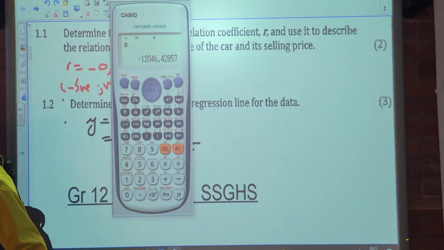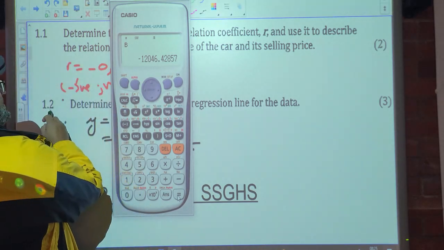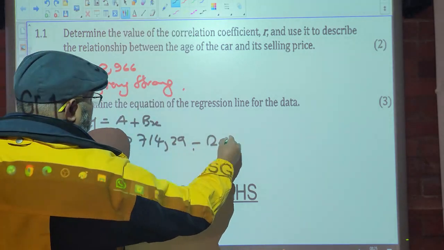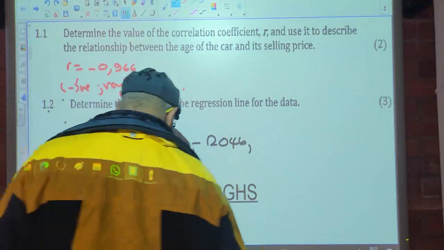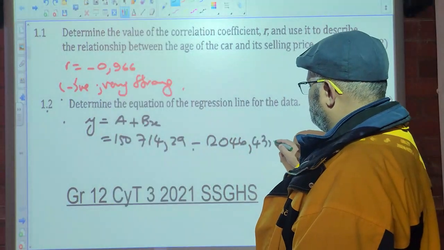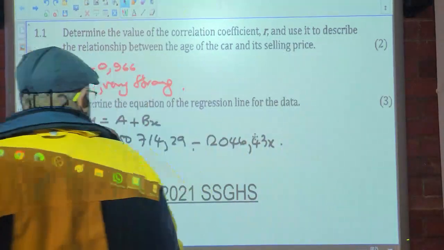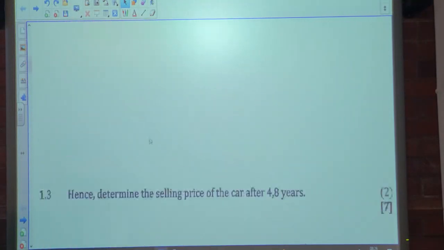So it's negative 12,046.43. That's your equation of the least squares regression line.